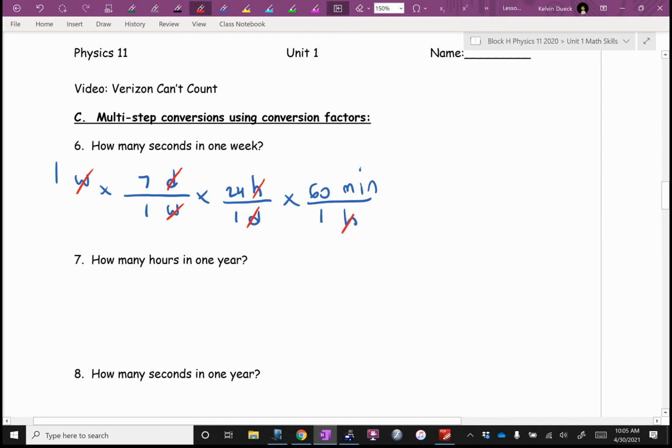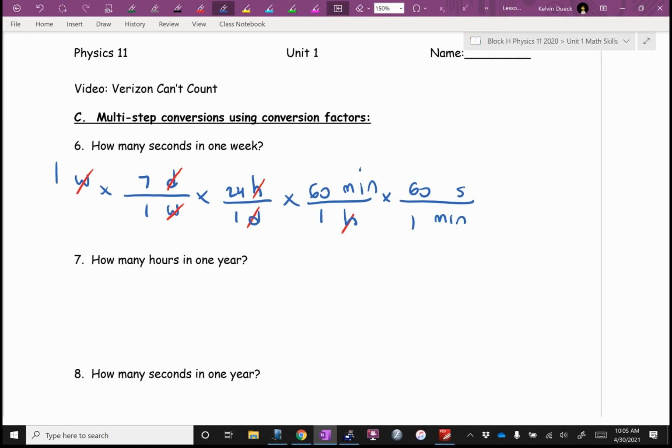Can you break minutes up into seconds for me? Minutes on the bottom, seconds on the top. 60. And this answers the question. I noticed the 7, the 24, the 60, and the 60 are all on the top. So what will I do with those numbers? Divide them? Times. And I'll ignore the ones.